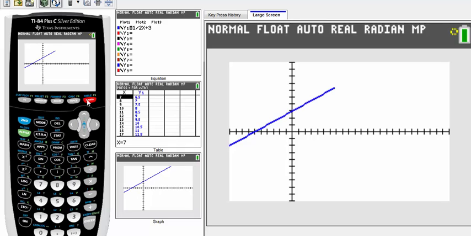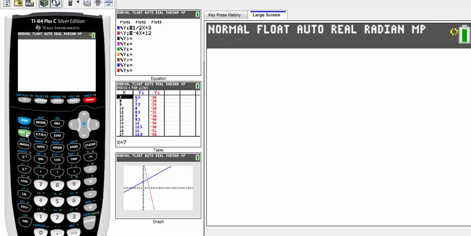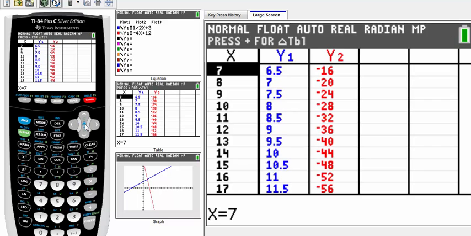One should be blue and I think the other one should be red. And we're going to see where they cross. Okay, so they're crossing at this point right here. So it looks like my x value is 2 and my y value is 4. Well, let's go ahead and go to second table and see what's going on there. So we thought it was 2, 4.